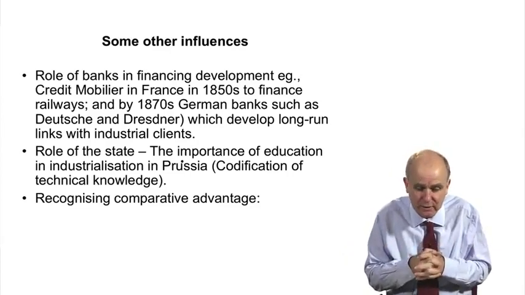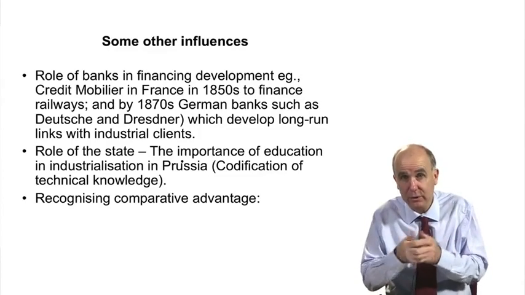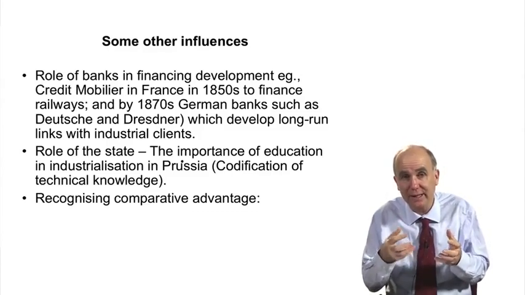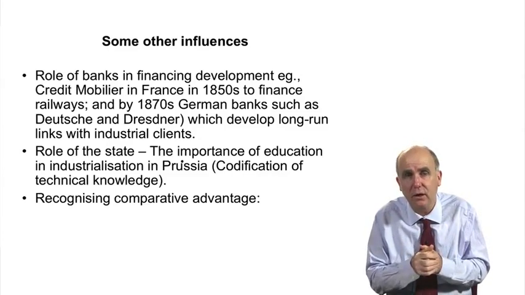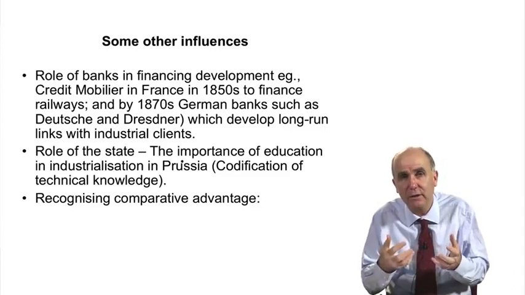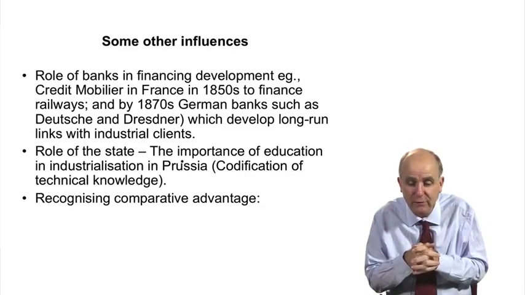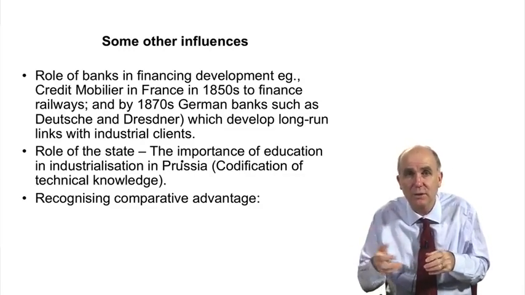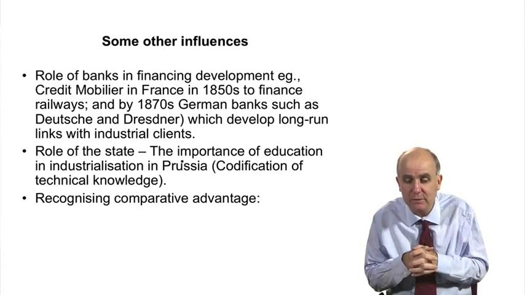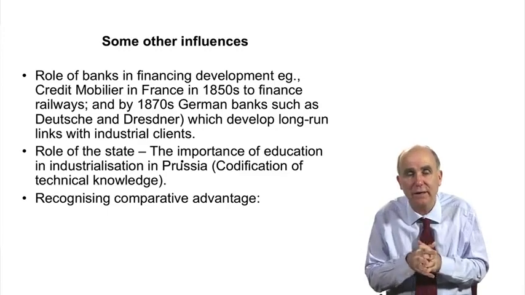It's also worth mentioning just a couple of other influences which aren't so familiar to us from talking about Britain, but which also seem to have been important during this episode. Whereas during the Industrial Revolution in Britain, it seems that a lot of the financing of the new industries was done internally, in continental Europe, it seems that banks played a much larger role. So for example, you had the Credit Mobilier in France in the 1850s, a large purpose of which was to finance railways. You had German banks such as Deutsche and Dresdner being established in the 1870s, which developed long-run relationships with industrial clients and financed their activities.